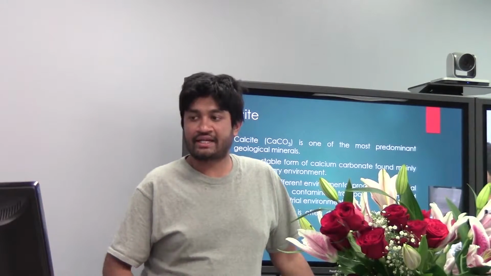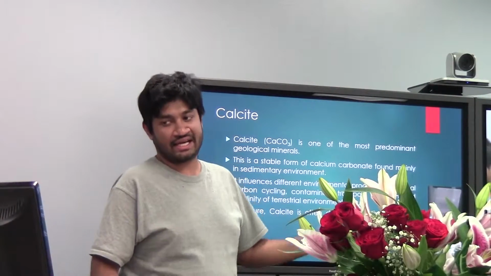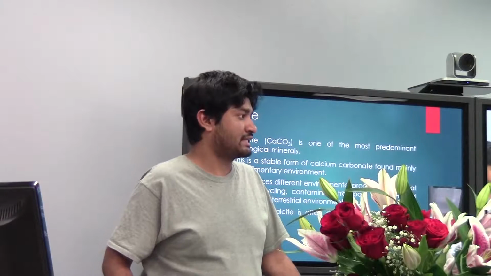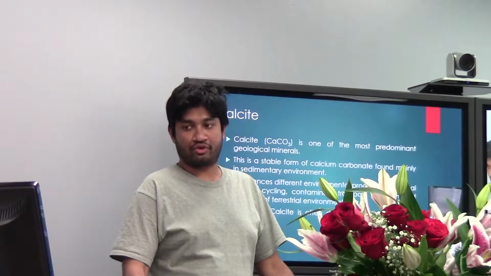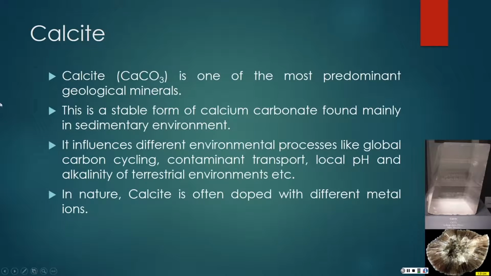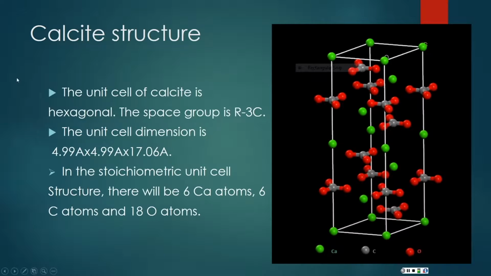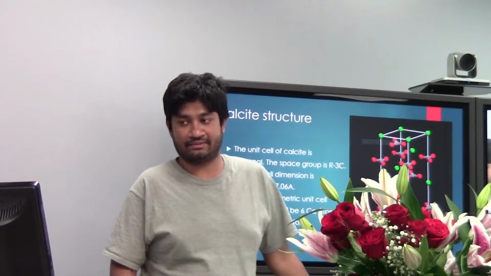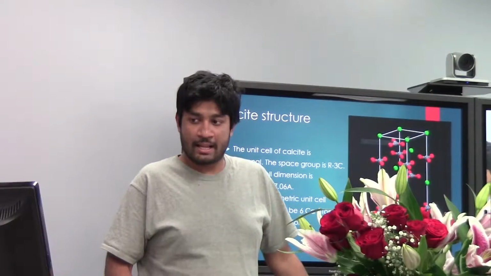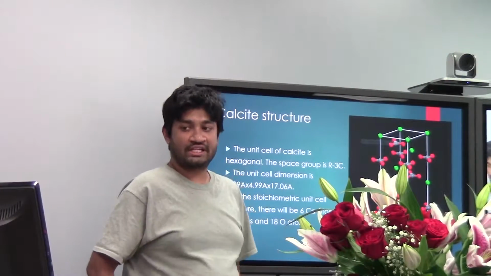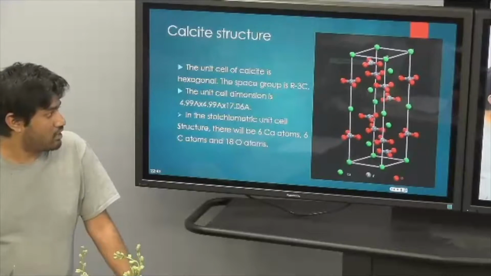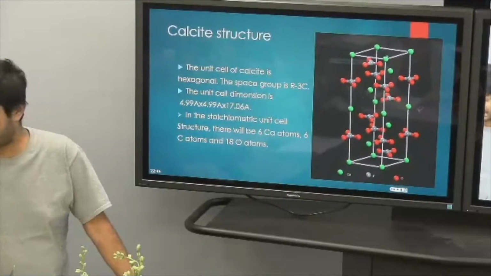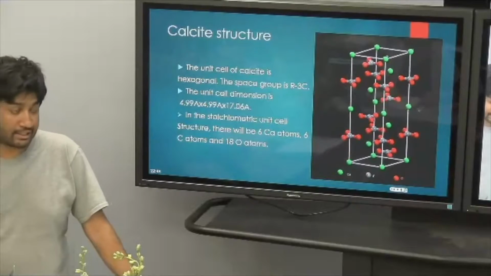In global carbon cycling, contaminant transport, and local pH and alkalinity of terrestrial environments, calcite has some contribution. In nature, it is also often found in doped forms with different metal ions. This is the unit cell of calcite. The unit cell of calcite is hexagonal and the space group is R3C. In the stoichiometric unit cell structure, the value of Z will be 6, so there will be 6 carbon atoms, 6 calcium atoms and 18 oxygen atoms.